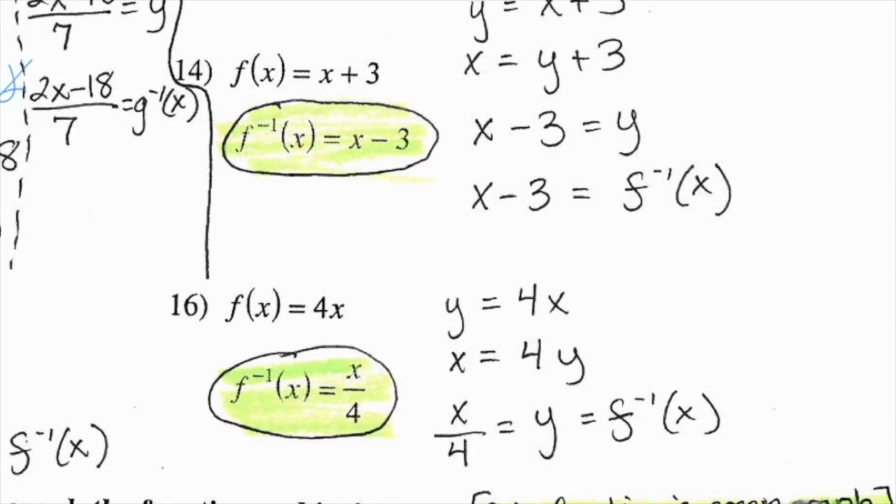For 14, another pretty basic linear expression there. We would start with y equals x plus 3 in place of f of x, the y. Switch the places of x and y and simply solve for y. That's a pretty quick one. So y is x minus 3, or f inverse of x is x minus 3.